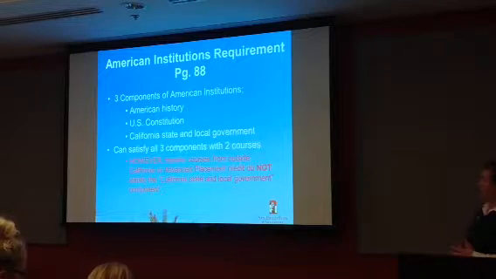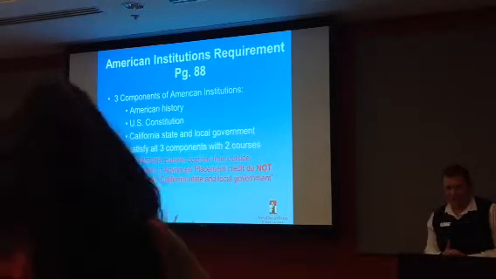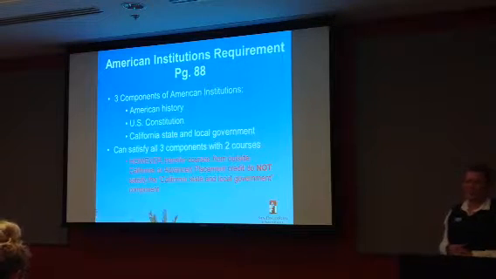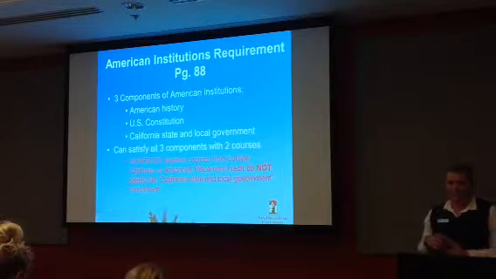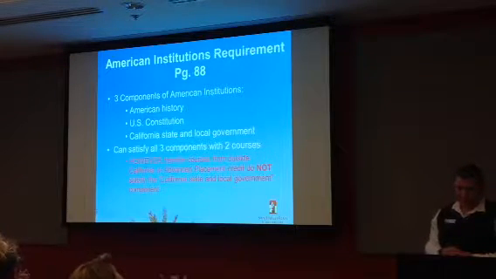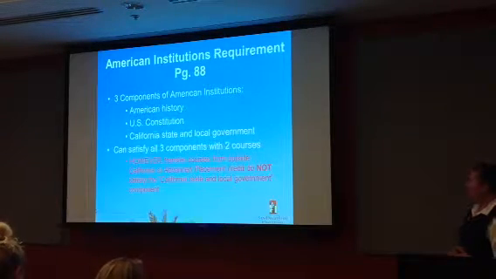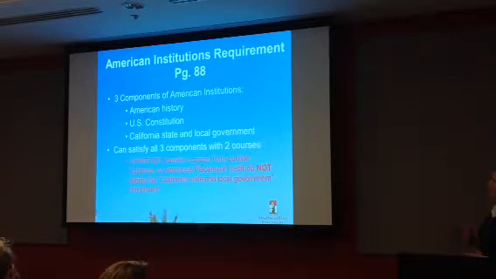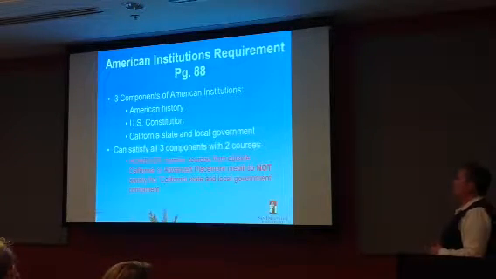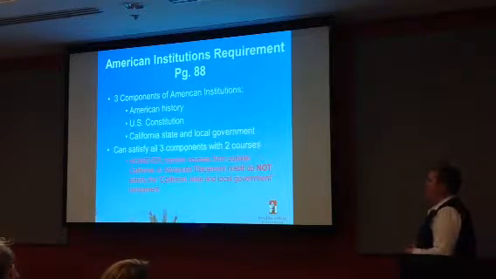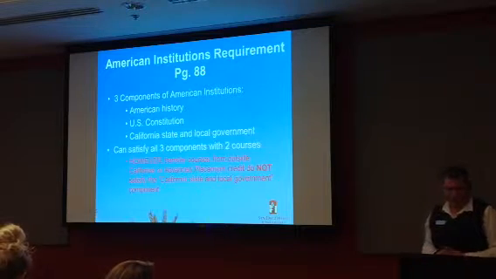We're looking at graduation requirement number 4, which is American institutions. This is also a general education requirement, but for now we're just focusing on it as a graduation requirement. To fulfill this requirement, students must demonstrate understanding in 3 different components. The components are American history, the United States Constitution, and California state and local government.